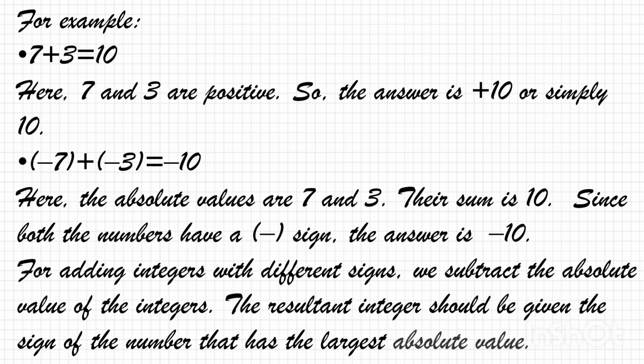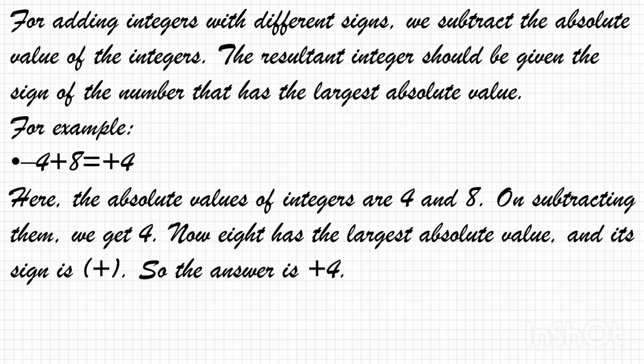For adding integers with different signs, we subtract the absolute values of the integers. The resultant integer should be given the sign of the number that has the largest absolute value.